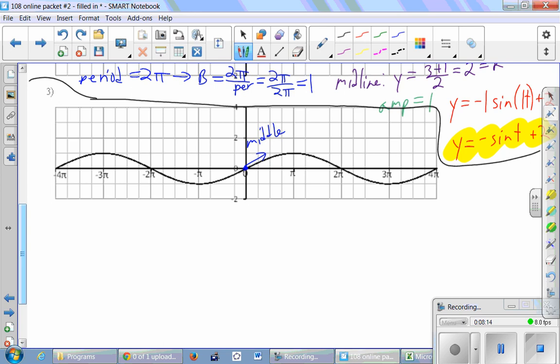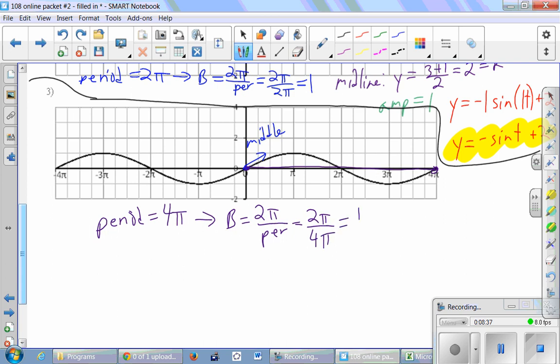Okay, so looking at problem number 3, first thing again we'll look at is the period. Start there, go until we get the corresponding point. Period here is 4 pi. So that b is actually going to be important in this case. So b is always 2 pi over the period. 2 pi over 4 pi is a half.